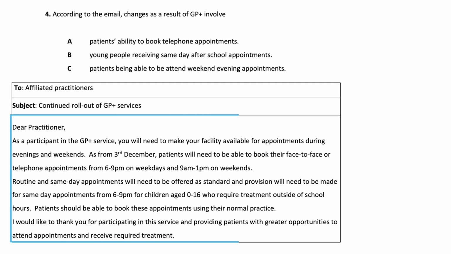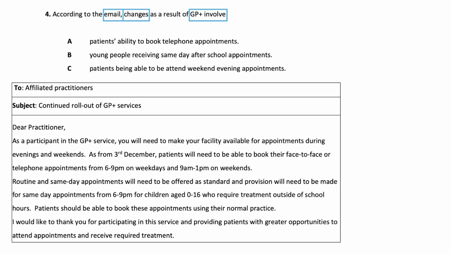Here is our text, and first we're going to start with the question. It says, according to the email, changes as a result of GP+ involve. So we're identifying the purpose of this text. It's an email, so it's going to inform us of some changes. We've identified the keywords in the question to make sure that we are reading for the right answer. So we are looking for the changes that they talk about, which are a result of this specific initiative or new project or plan, GP+.